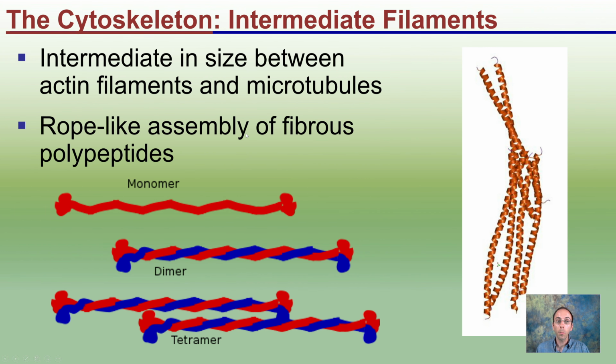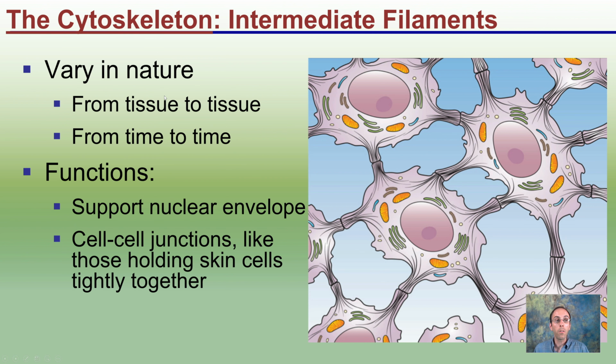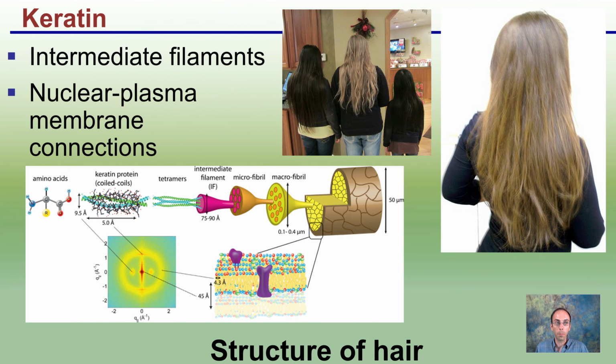We also have intermediate filaments, and they get their name because they're intermediate in size between actin and microtubules, and they're a rope-like assembly of fibrous polypeptides. Again, this twisting action can help increase their strength without causing a large increase in bulk. So they vary in nature, from tissue to tissue, from time to time. They do function to support the nuclear envelope and cell-to-cell junctions, like those holding skin cells tightly together. So they do have some vital components, but they are not one particularly set thing. They can vary from tissue to tissue and from time to time as well.